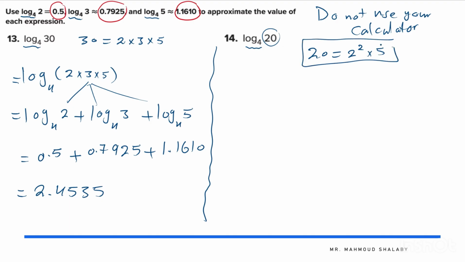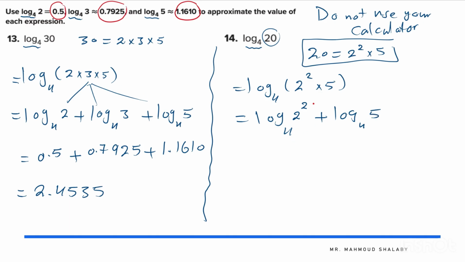Already we know this information. So I will rewrite the question again. I will say equals log to the base 4 of 2 squared multiplied by 5. We will use the same property. If I have a multiplication, I will split it into 2 logarithms with the base 4 of 2 to the power of 2 plus the same logarithm to the base 4 of 5. Now, if you remember the property of the exponent, if I have in the logarithm an exponent, I can put it back outside, multiplied by the logarithm. This is what I will do here. So it will be 2 log 2 to the base 4 plus log 5 to the base 4.